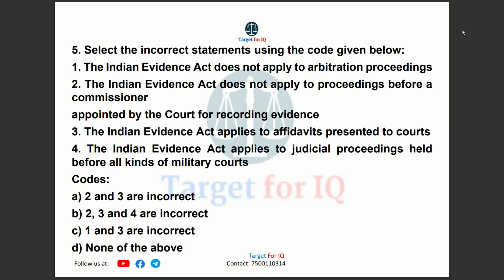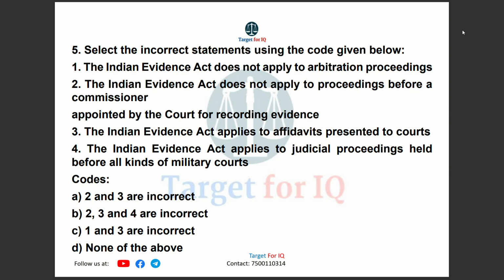Question number 5. Select the incorrect statement using the code given below. First, Indian Evidence Act does not apply to arbitration proceedings. Second, the Indian Evidence Act does not apply to proceedings before a commissioner appointed by the court for recording evidence. 3. The Indian Evidence Act applies to affidavits presented to courts. 4. The Indian Evidence Act applies to judicial proceedings held before all kinds of military court. The codes are given in the following options.